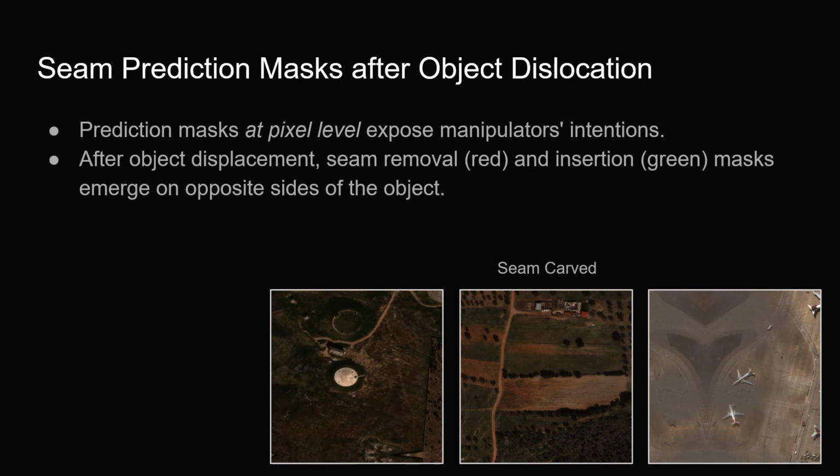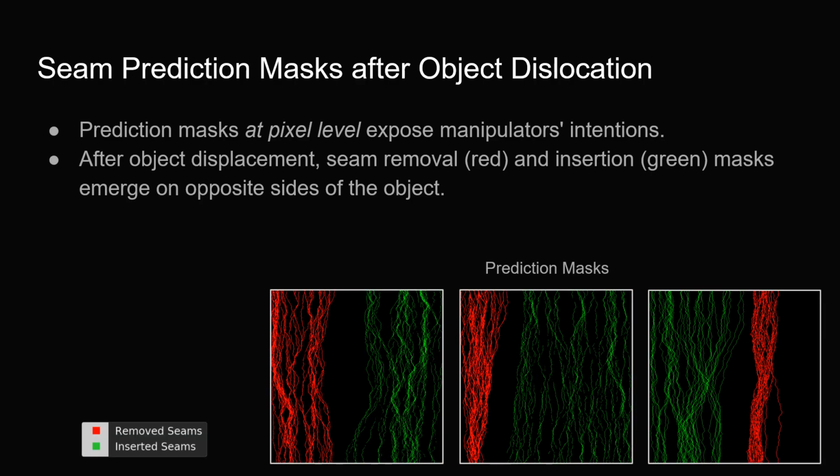For example, here are some sample seam carved images after object displacement. We can see that the seam prediction masks by our detector on the seam carved image look like this, and one can easily understand that the manipulator's intent is to displace objects by looking at these seam prediction masks. This is because removed seams are on one side of the image and inserted seams are on the other side.